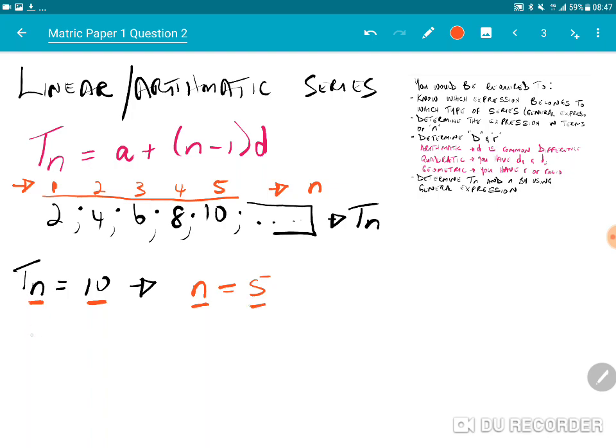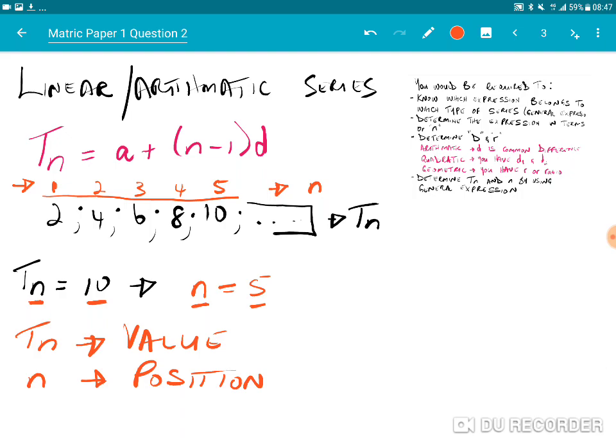Let me write that down. So Tn is the value and n is the position. Okay, so now we know what the general expression is, and now we know what Tn is and what n is. Tn is the value and n is the position.